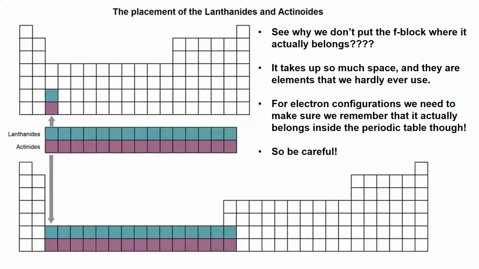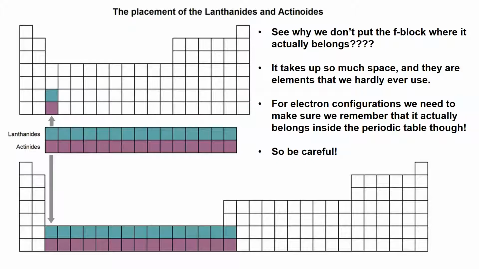The elements in this F block are very rarely used. They're actually called the rare earth elements. And so because they're very rare, we don't use them a lot. We kind of just chop them out and put this section down at the bottom. That way we're able to fit our periodic table on a normal piece of paper.